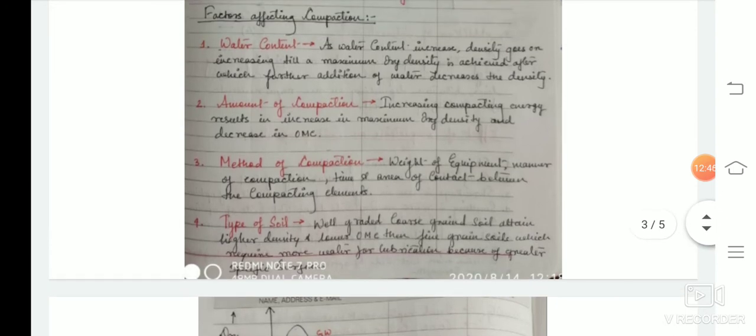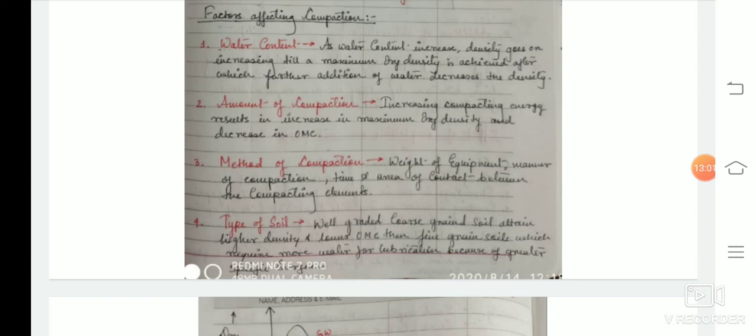Next is the method of compaction: how the compaction is being carried out. As we have already studied during this class, compaction can be carried out by vibration, by rolling or by tamping. These are the different methods of compaction. But the method of compaction greatly depends upon the type of soil present and which method we are using for compaction. The density achieved during compaction for a particular type of soil depends upon the type of compaction, or the manner in which the compactive effort is applied.